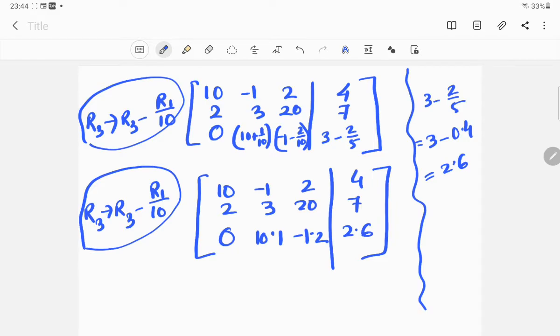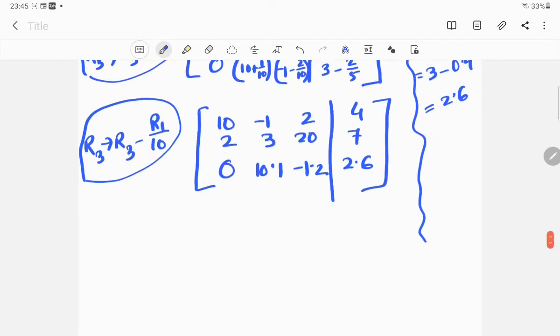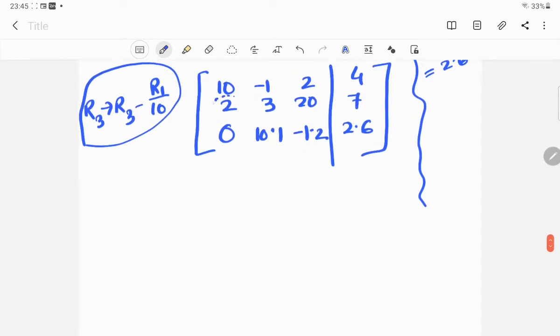Okay, so here you can see that already this value has become 0. Now another step that we can do is that I want to make this one equal to 0. I'm just concentrating on this column, C1, and not moving into other steps. So I will have to change R2. Can I do R2 minus R1 by 5?